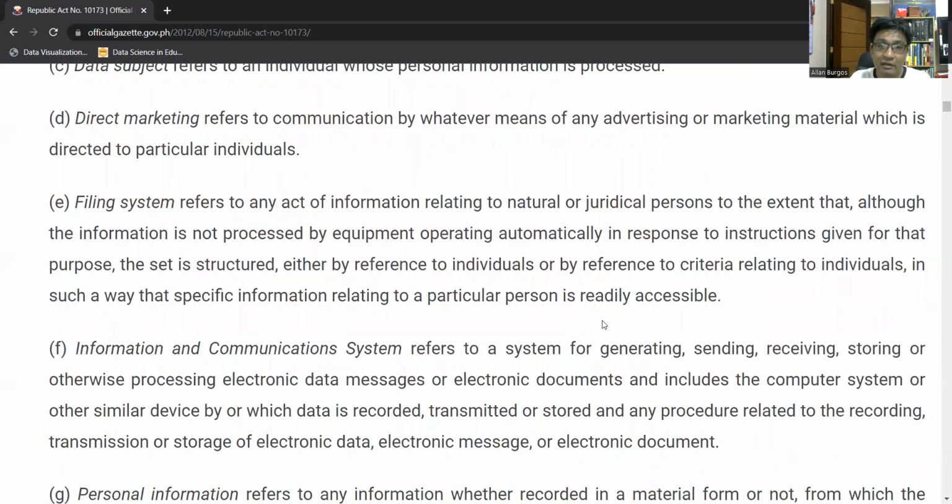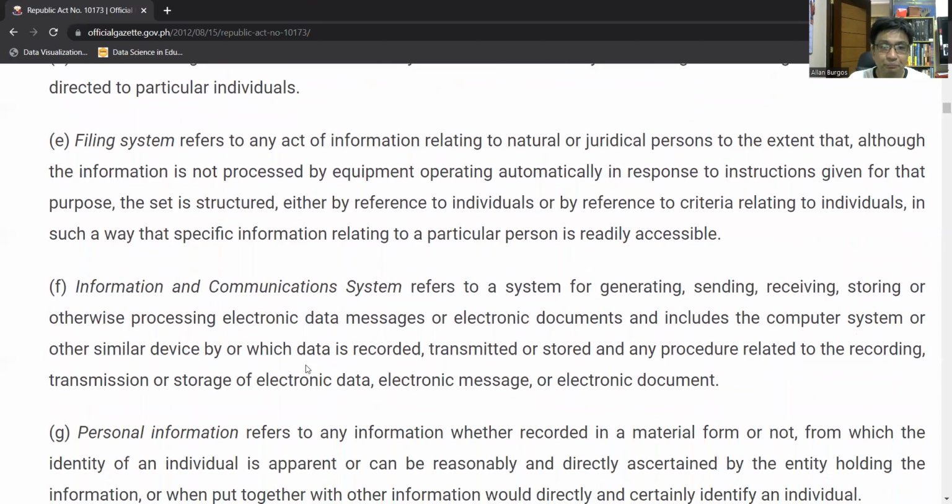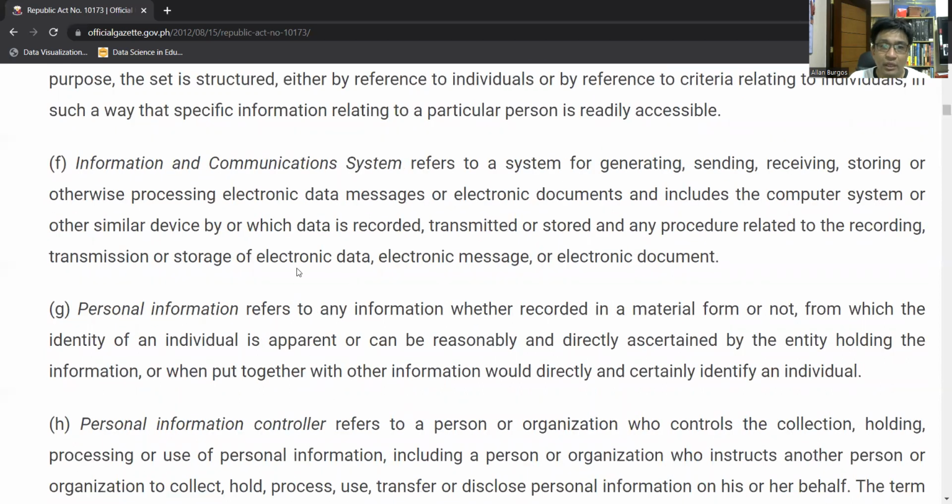Okay. So direct marketing refers to communication by whatever means of any advertising or marketing material which is directed to particular individuals. Filing system refers to any act of information relating to natural or juridical persons to the extent that, although the information is not processed by equipment operating automatically in response to instructions given for that purpose, the set is structured either by reference to individuals or by reference to criteria relating to individuals in such a way that specific information relating to a particular person is readily accessible.